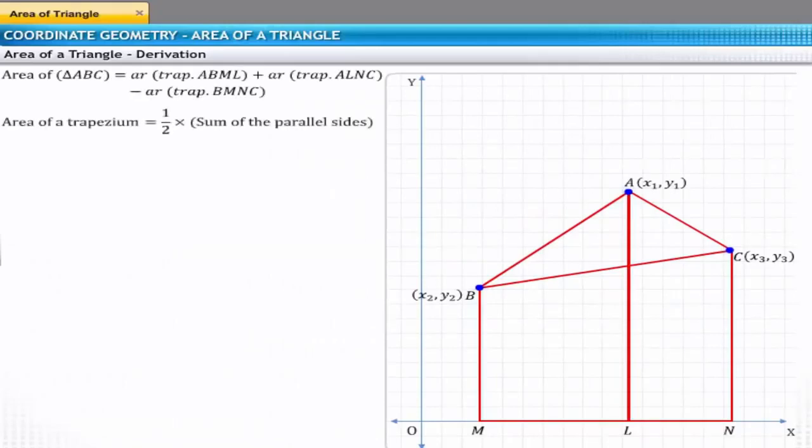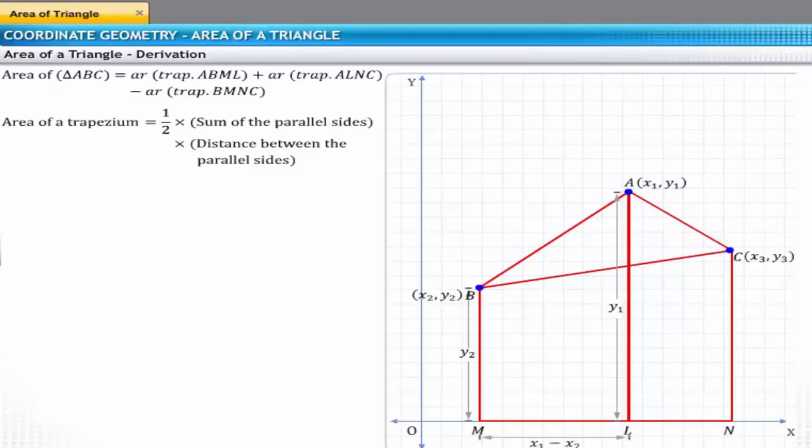The area of a trapezium is given by half the product of sum of parallel sides and the distance between the parallel sides. In the quadrilateral ABML, the side BM is y2, AL is y1. The distance between BM and AL is ML, that is x1 minus x2. Therefore, the area of trapezium ABML is half multiplied by y1 plus y2 multiplied by x1 minus x2.